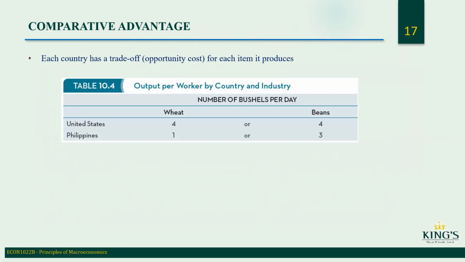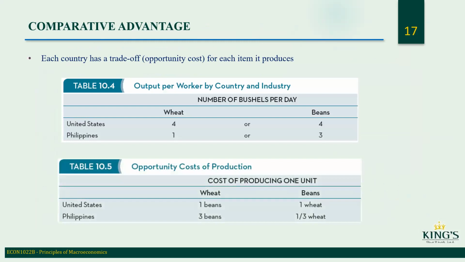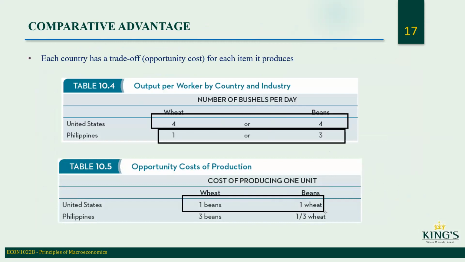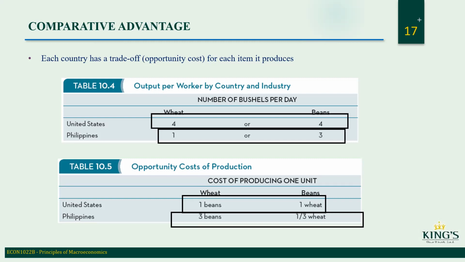So for comparative advantage, each country has a trade-off, an opportunity cost, for each item it produces here. To analyze this, you would have to compare the rows instead of columns in this case. So that's what you have to look at for comparative advantage: compare rows for comparative advantage. We'll go through an example on how to do that.